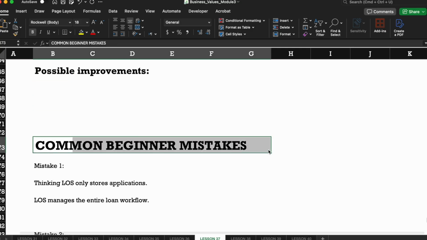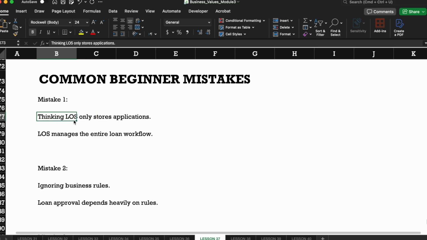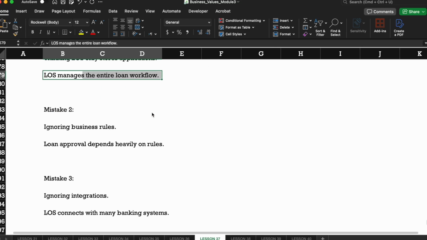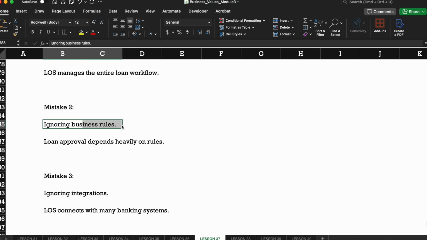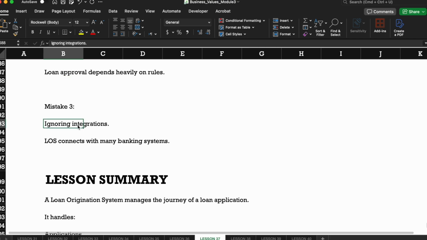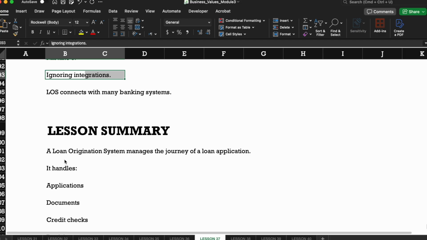Common beginner mistakes. Mistake number 1, thinking LOS only stores applications. LOS manages the entire loan workflow. Mistake number 2, ignoring business rules. Loan approval depends heavily on rules. Mistake number 3, ignoring integration. LOS connects with many banking systems.